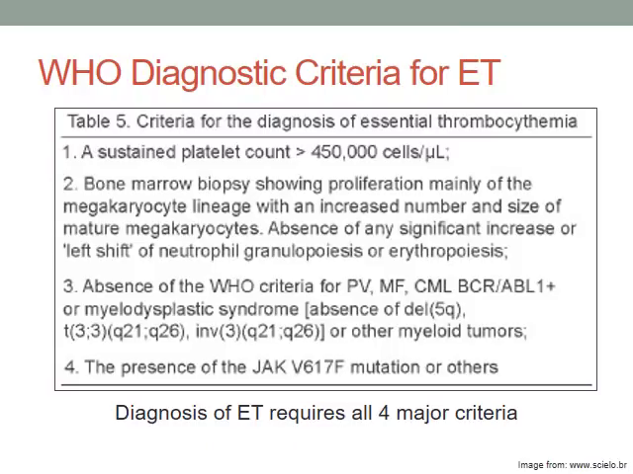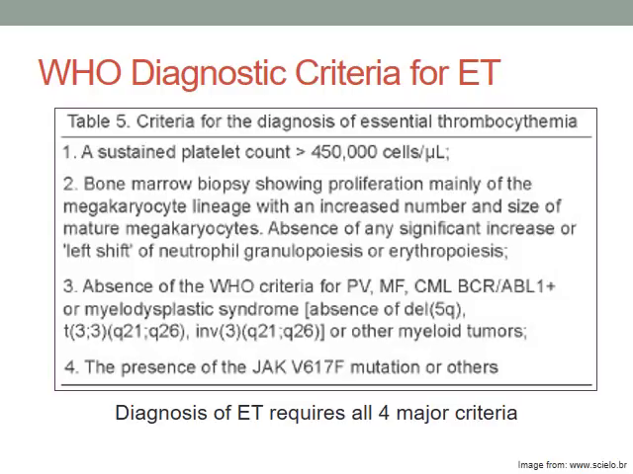The World Health Organization diagnostic criteria for essential thrombocythemia includes 4 major criteria, and all 4 major criteria must be met to give the diagnosis. The first criteria involves an elevated platelet count, so above 450,000. Bone marrow biopsy that shows proliferation of the megakaryocytes, which obviously will result in increased platelets.